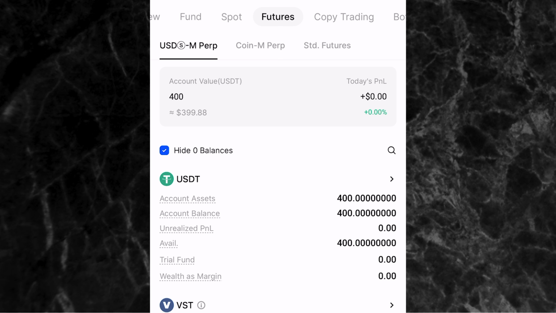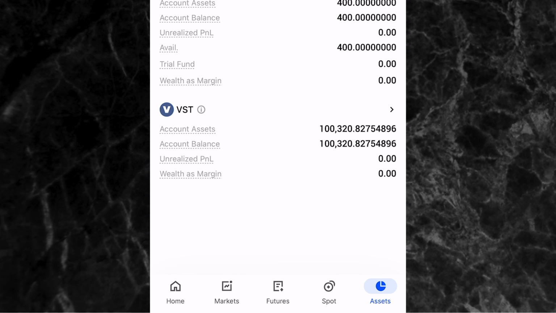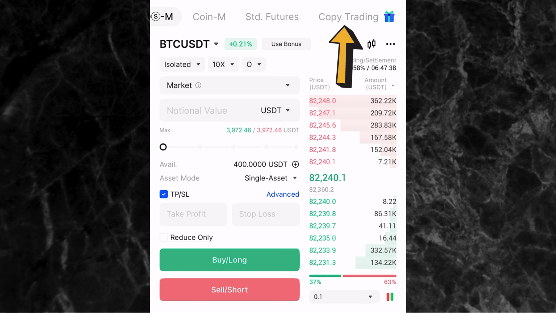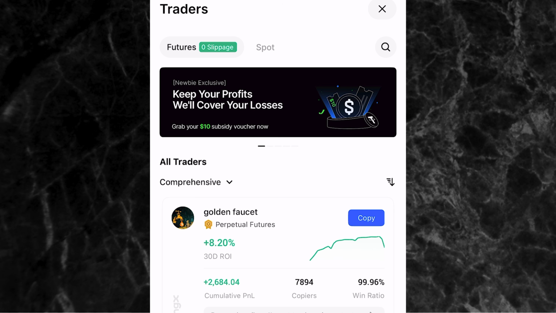Now, once you have your money in your futures wallet, the next thing you want to do is to go to the copy trading page. To go to the copy trading page, you come here to the bottom of the screen where you have futures. Just click on it. And then at the top of the screen, you scroll to the right. So you see right here where it says copy trading. So I'll click on it. And right here is the copy trading page.